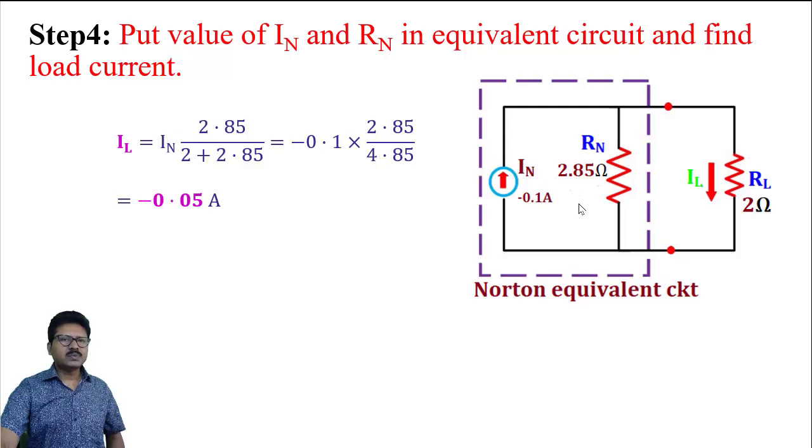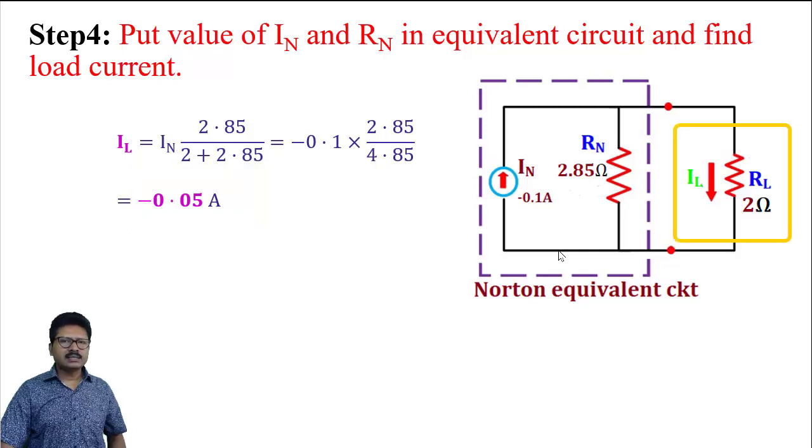In is minus 0.1 ampere, Rn is 2.85 ohm. As this is a current source, this current is divided into two paths. One path is through this Rn, another path is through RL. So what will be the value of IL? IL will be the main current, that is In, multiplied by the other arm's resistance, that is Rn, divided by the summation of both paths' resistance. So IL will be minus 0.1 into 2.85 divided by 2.85 plus 2 ohm. Ultimately we got IL equal to minus 0.05 ampere.